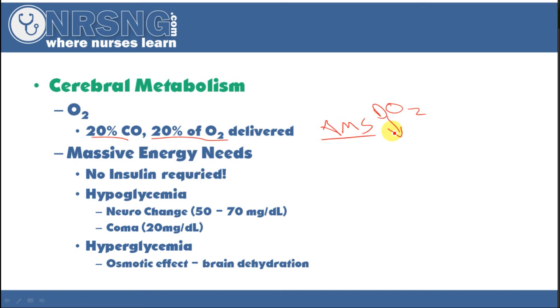And we can actually lead to these anoxic brain injuries. And that's why we talk about if CPR isn't started within 10 minutes or so, you've kind of missed your boat of being able to revive the person and reoxygenate their brain and everything like that. So it's very important that we keep people oxygenated. It's very important that they're getting enough oxygen up there.